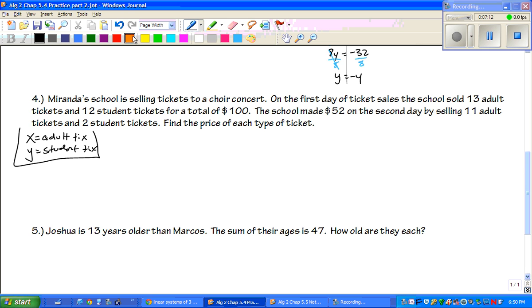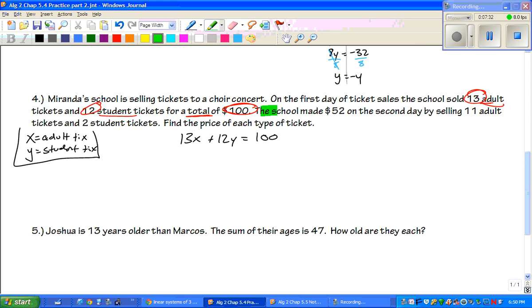So, in that first sentence, it says 13 adult and 12 student tickets, total of $100. So, 13x plus 12y equals 100.